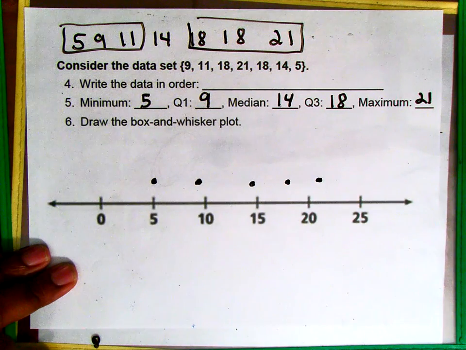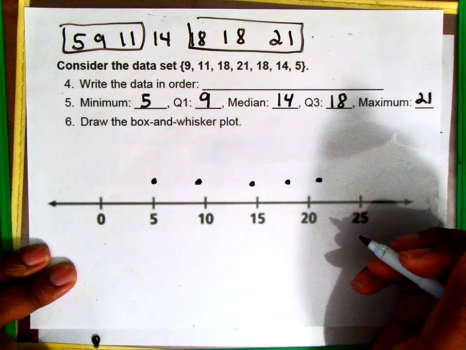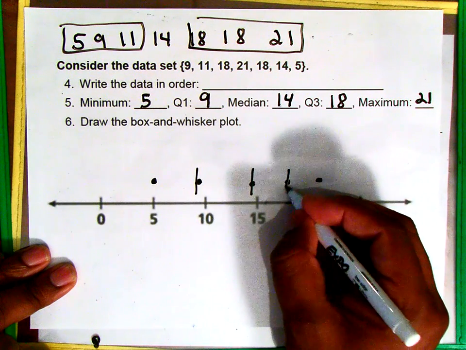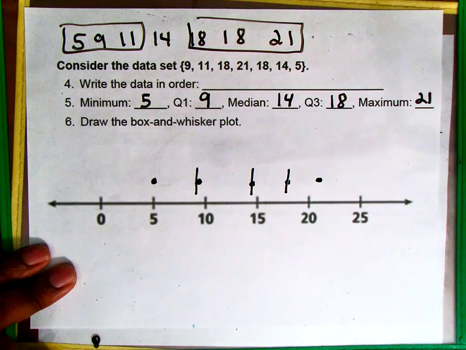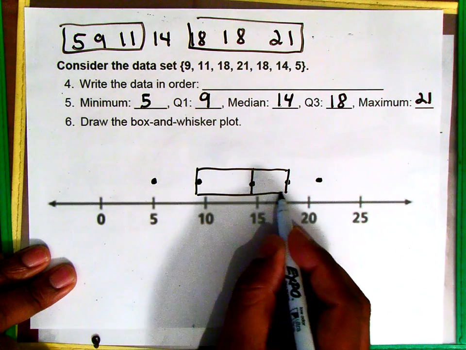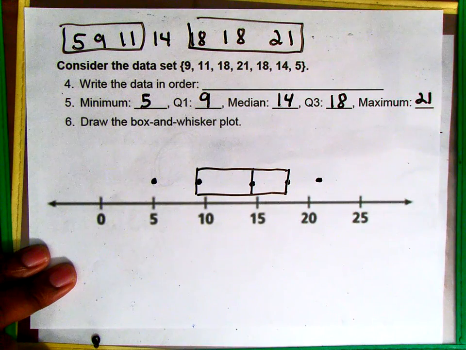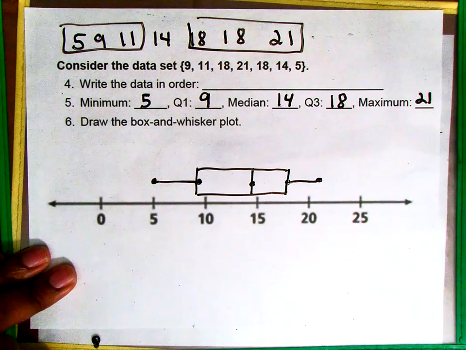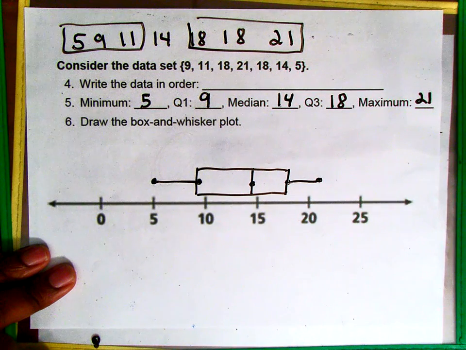Okay. Next, I'm going to go ahead and put lines on the 3 in the middle. And then just go ahead and box those 3 lines. And finally, I'm going to go ahead and draw a line to those points out there. And that is my box and whisker plot.